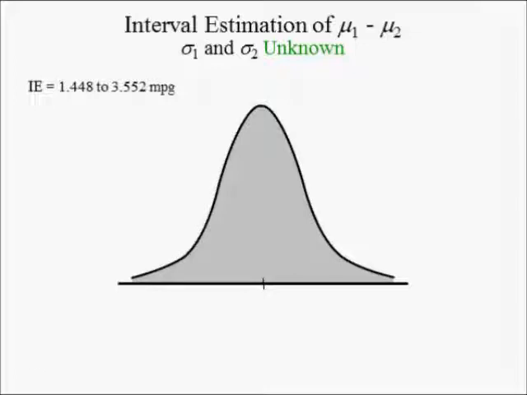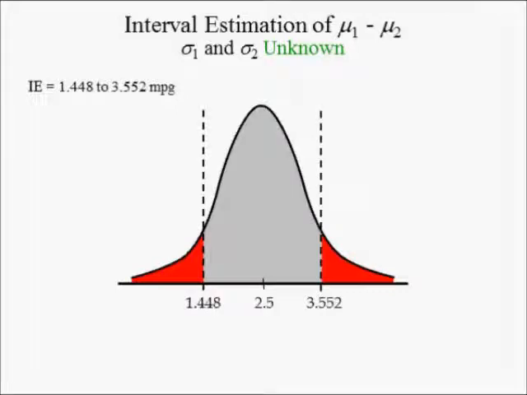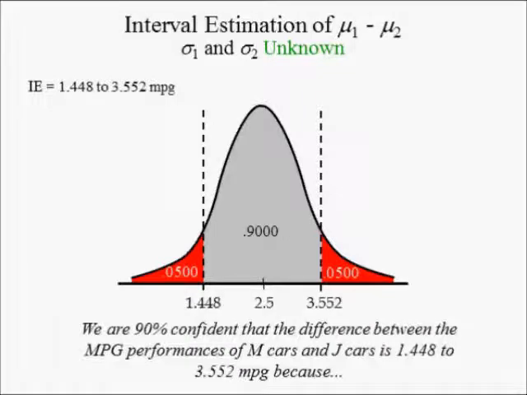The center of the following bell-shaped distribution is the difference in X bar 1 and X bar 2, which is equal to 2.5 miles per gallon. This is the point estimate of the difference in mu1 and mu2. At worst, M cars probably have 1.449 miles per gallon better fuel economy than J cars. At best, M cars probably have 3.551 miles per gallon better fuel economy than J cars.